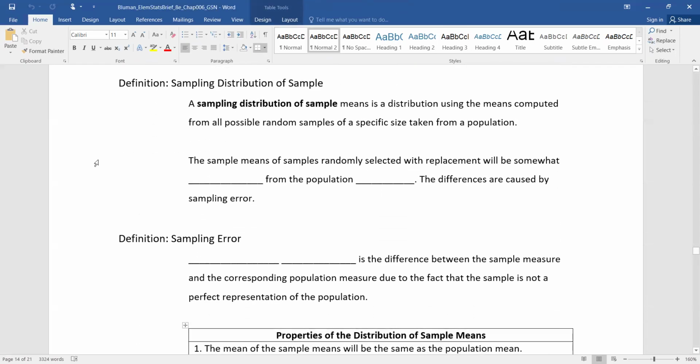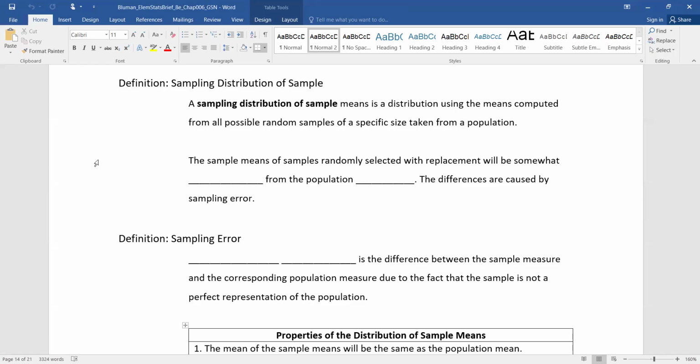So, definition of sampling distribution of sample means: it is a distribution using the means computed from all possible random samples of a specific size taken from a population. So let's say the population is 3,000 and we each do 30, then there'll be 100 of us that do 30. So we get the sample mean, and then we'll take the means of each one of those.